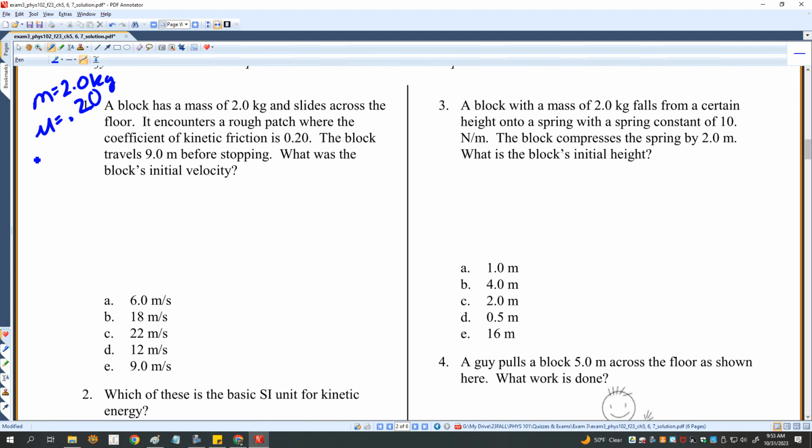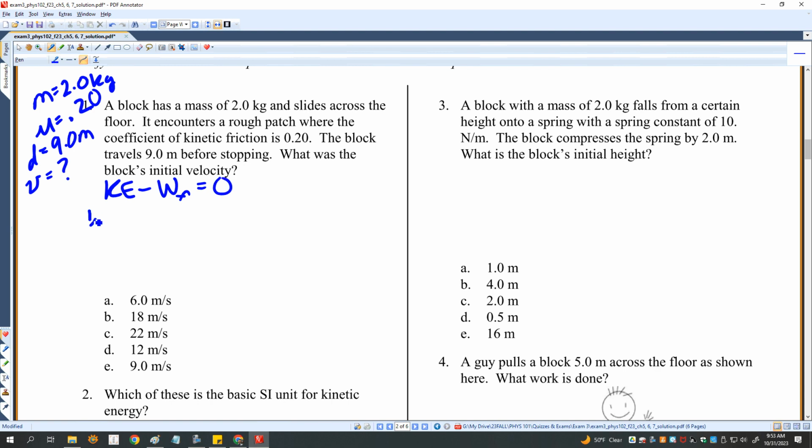It travels a distance, I'm going to call that d, of 9.0 meters before stopping. And I want to know what is the block's initial velocity. So our governing idea here is that it has a certain amount of kinetic energy to start. It loses all of that energy by the work due to friction. And so when it loses all of that, it has a final kinetic energy of 0.